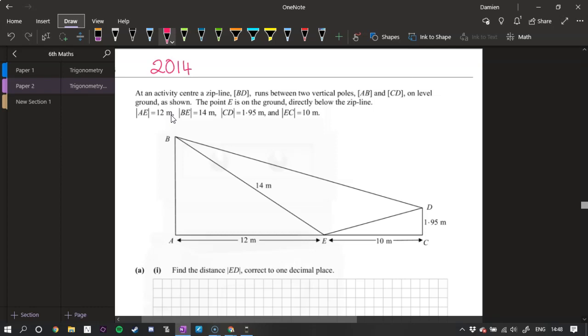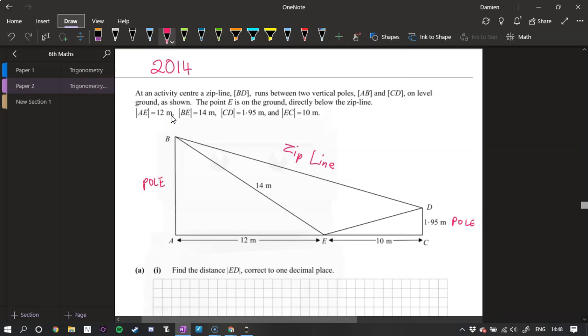Okay, so this is the last question we look at, trigonometry, 2014. An activity center has a zip line which is BD. So your zip line is running along here and runs between two poles, AB and CD. So this is one pole over here, the other one over here.